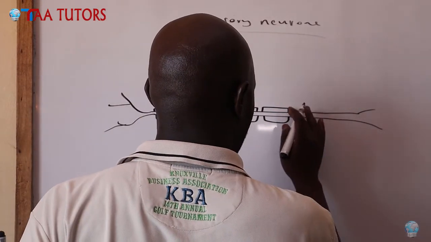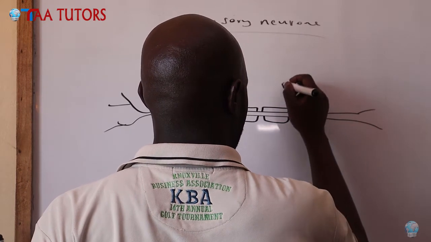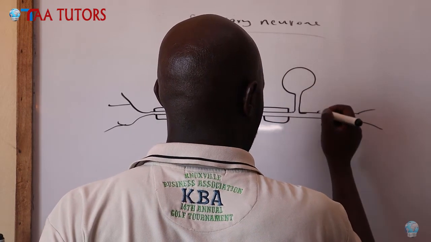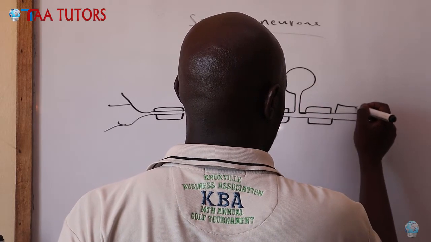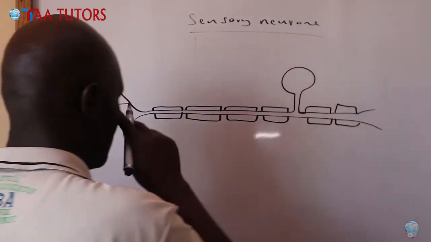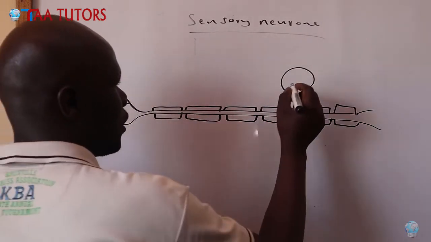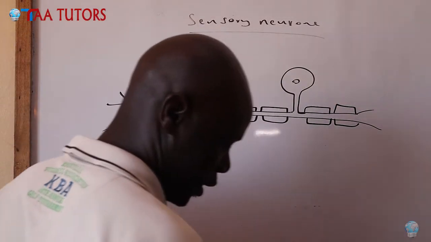And then this part here has got this. Yes, this is how the neuron is. This is the neuron. It looks so simple and very clear.